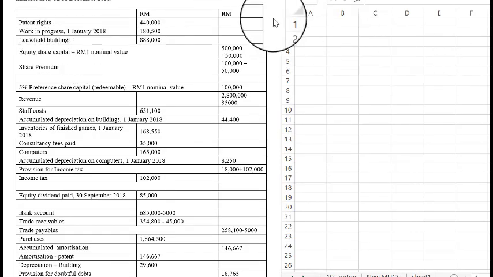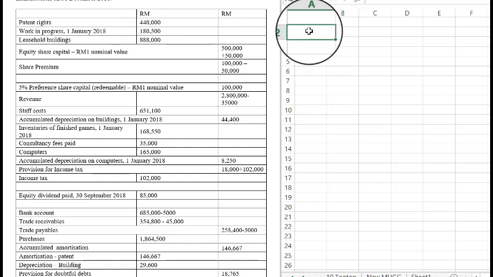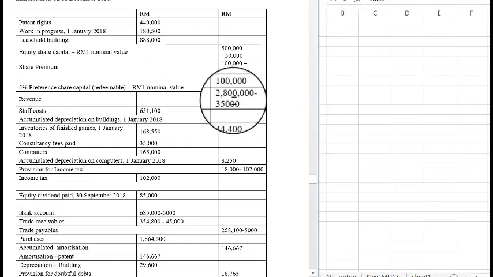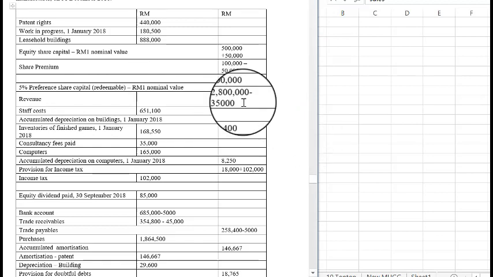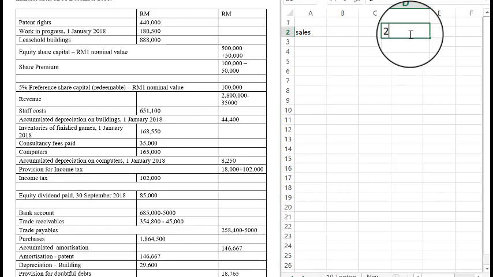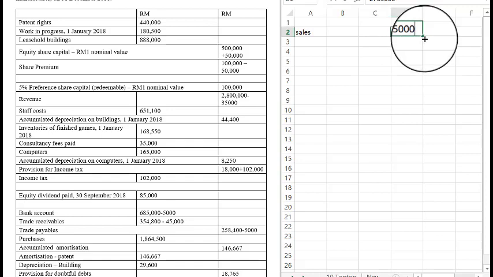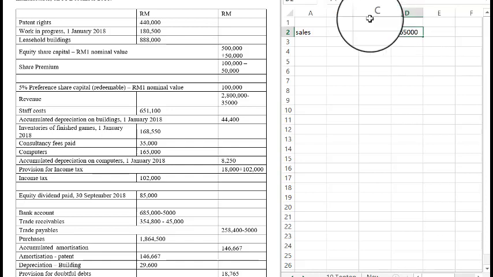Okay, now we come to do the income statement. So we start from the sales. Sales is also equal to revenue. So in this case, you have the sales here. Total is 276500, after you minus off the adjustment here.